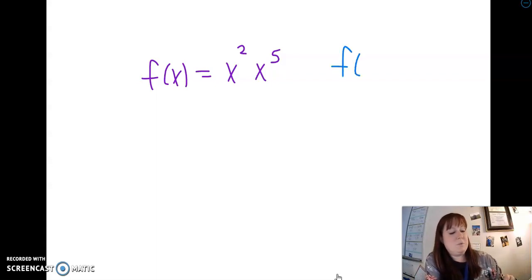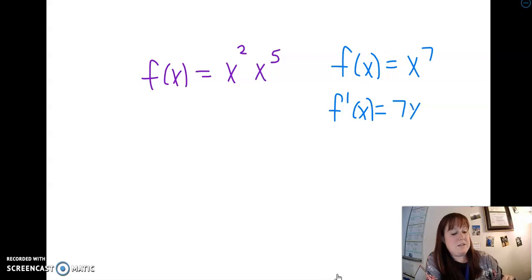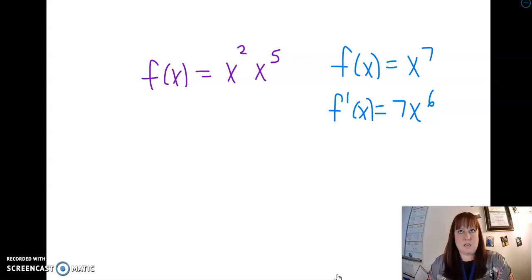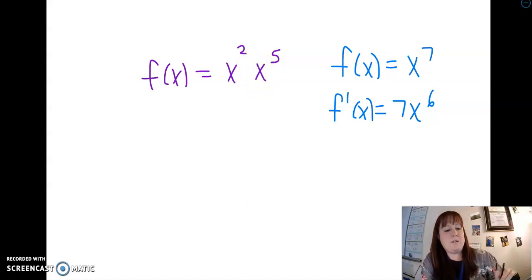We would just multiply them together, which would give us x to the seventh, and then we would take the derivative, f prime of x would be 7x to the sixth. But some people, even in our last chapter, wanted to just take the derivative of this and multiply it by the derivative of that. So let's see if we can do that. So if I take the derivative of x squared, I would get 2x. And if I take the derivative of x to the fifth, it would be 5x to the fourth.